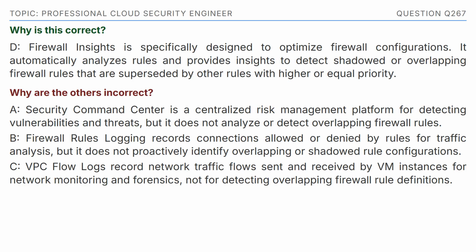Why are the others incorrect? A. Security Command Center is a centralized risk management platform for detecting vulnerabilities and threats, but it does not analyze or detect overlapping firewall rules. B. Firewall Rules Logging records connections allowed or denied by rules for traffic analysis, but it does not proactively identify overlapping or shadowed rule configurations. C. VPC Flow Logs record network traffic flows sent and received by VM instances for network monitoring and forensics, not for detecting overlapping firewall rule definitions.